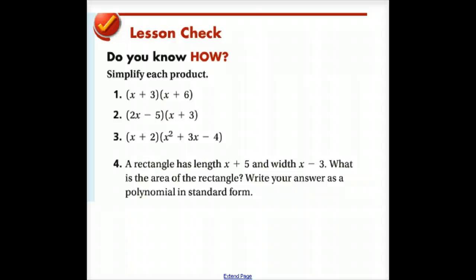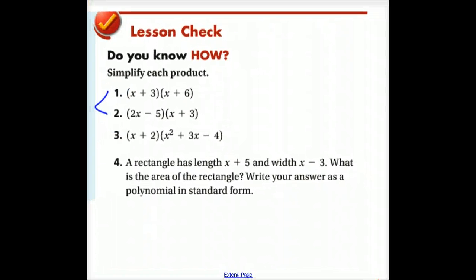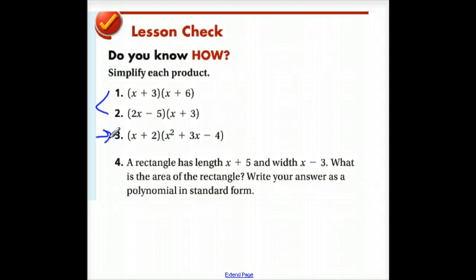That ends this lesson. Here's your lesson check 1 through 4. Take your time. These are 2 where you can use your FOIL method. Here you need to arrange vertically. And then this would be a word problem where you're applying what you know. Good luck.